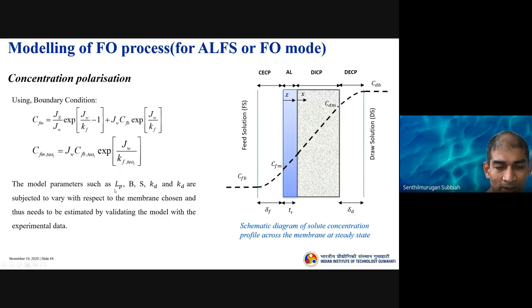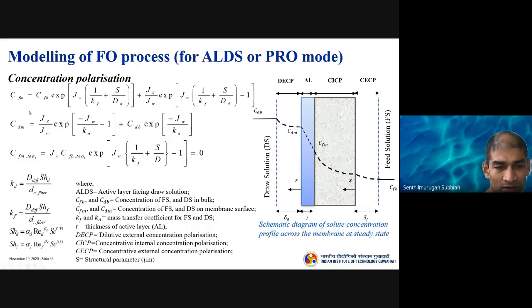So now the model parameters are, as I said earlier, solid permeability, hydrodynamic water permeability, the structural parameter, and the mass transfer coefficient. So what we try to do in this process, this is a set of equations where we have parameters, and the mass transfer coefficient is defined in terms of the Sherwood number, Reynolds number, and Schmidt number. So we will calculate the alpha and beta values from the experimental data.